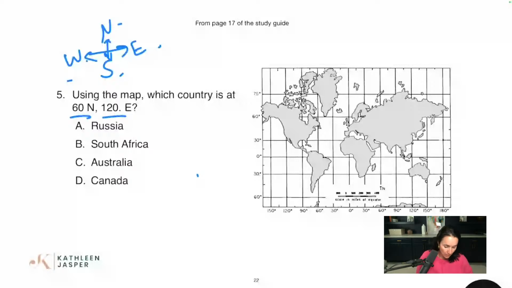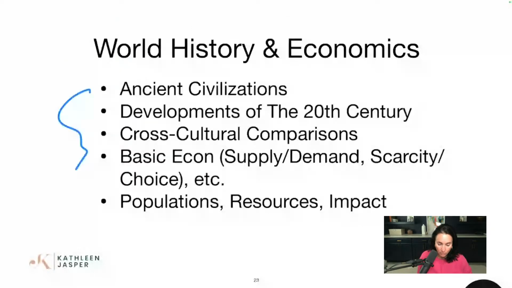Okay. And the last part, for world history and econ, we have ancient civilization, developments of the 20th century.